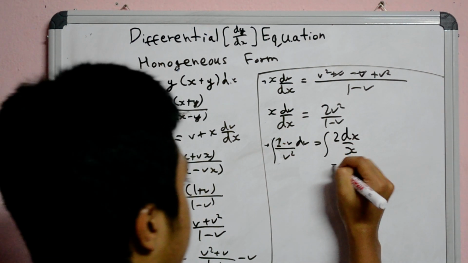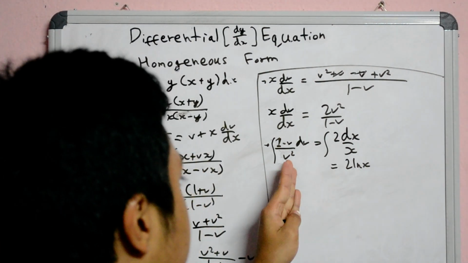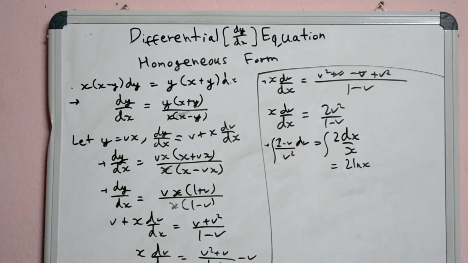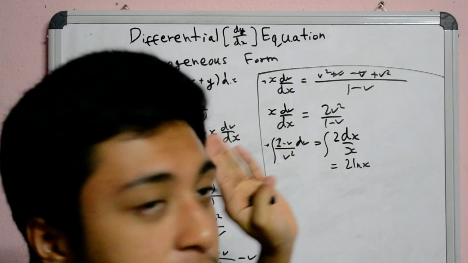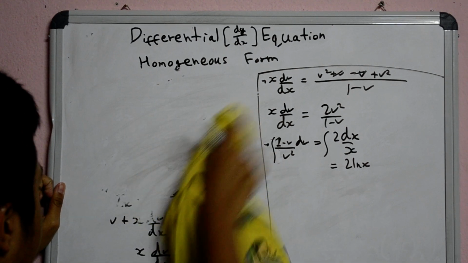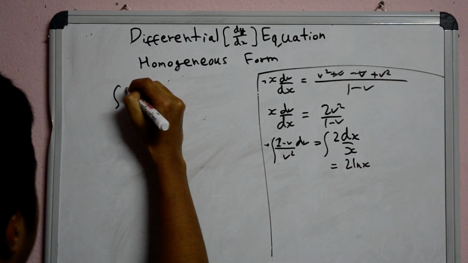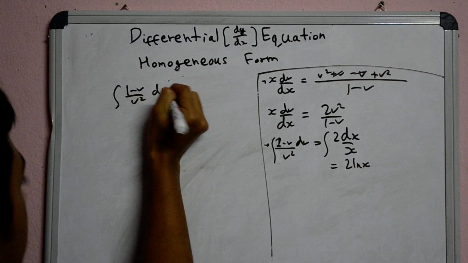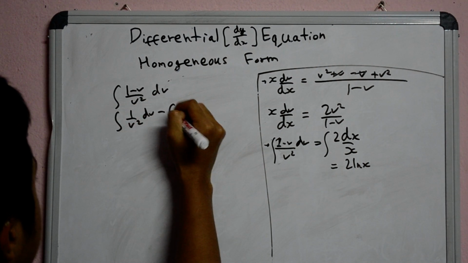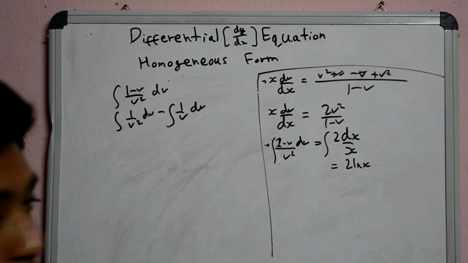So here we will get 2 ln x, but for here we have the integration of (1 minus v)/v square. So let's just directly write it in the next step, and we can solve the integration over here. So the integration of (1 minus v)/v square dv, we can just split the fraction. So we have 1/v square dv minus v/v square, the v's cancel, we get 1/v dv, and we can use the power rule here.